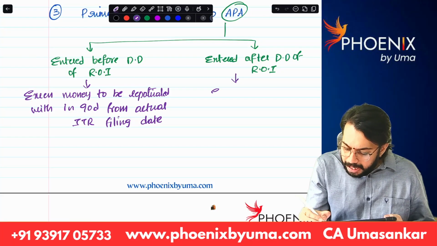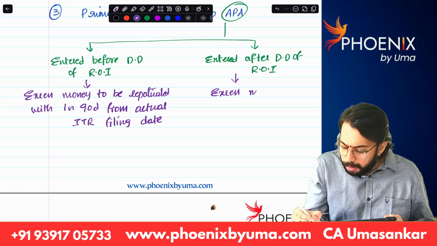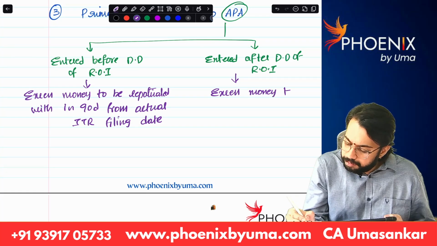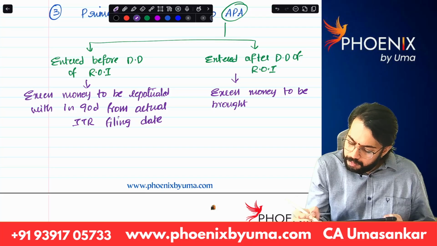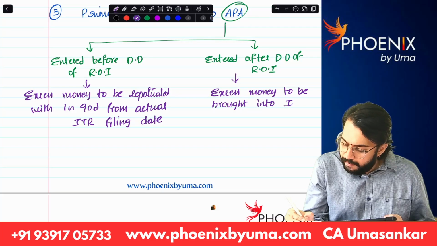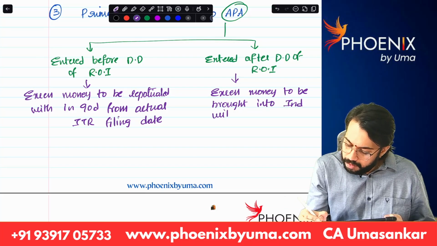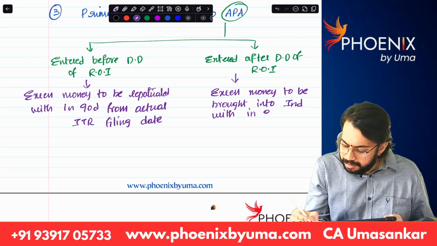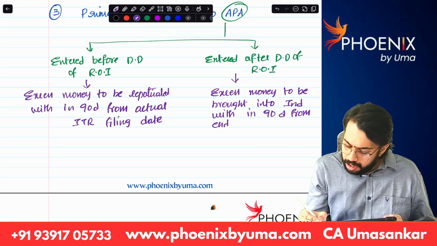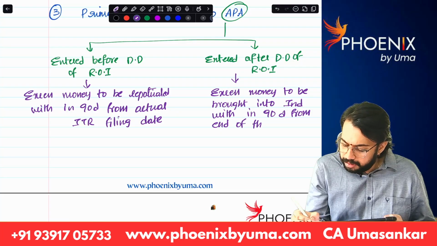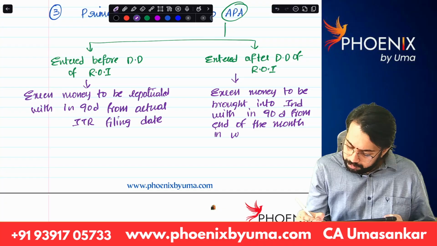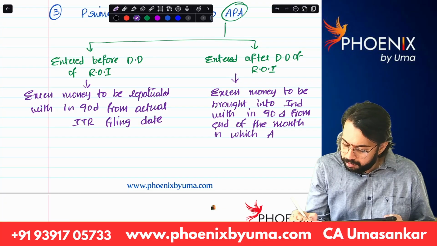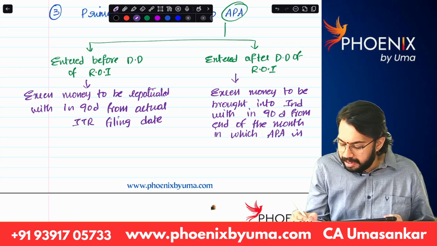then excess money is to be brought into India within 90 days from the end of the month in which the advance pricing agreement is entered.